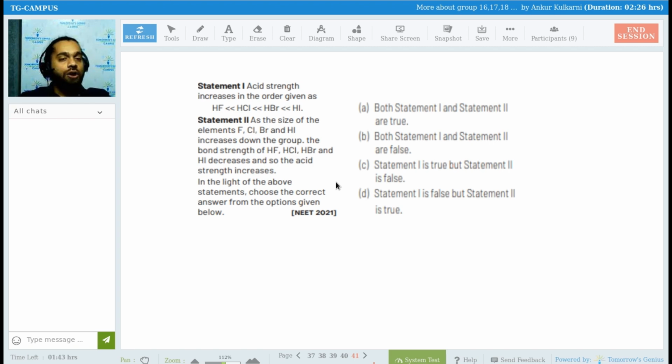Acid strength increases in the order. As the size of the element increases down the group, the bond strength of HI decreases. So acid strength increases. Yes, Sasidaran, even I have discussed this question with you. You have asked me a doubt also regarding this. Sindhuja, Anthony.